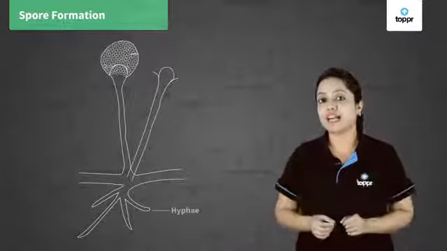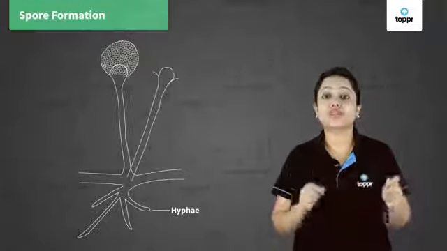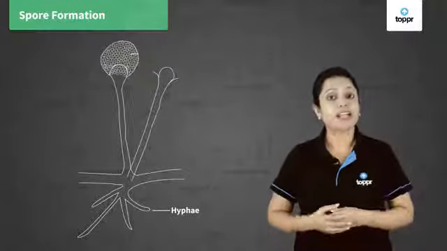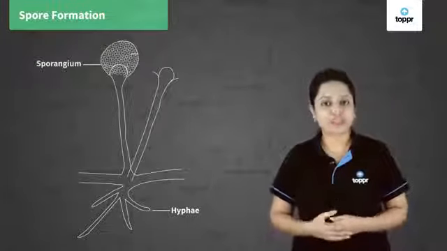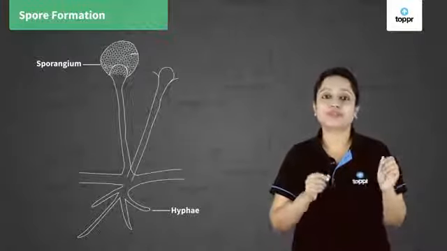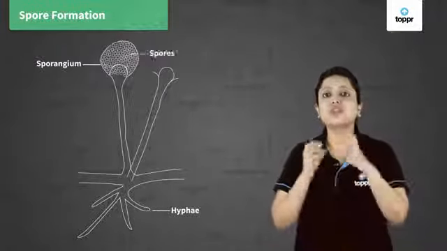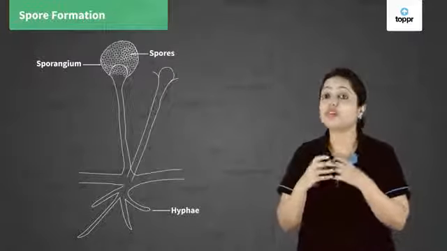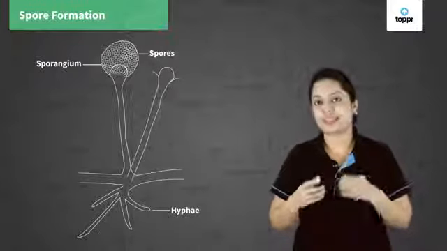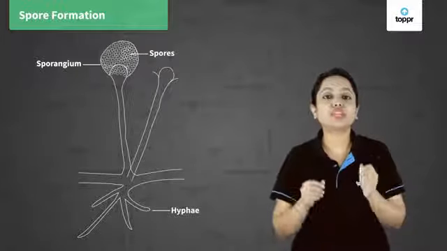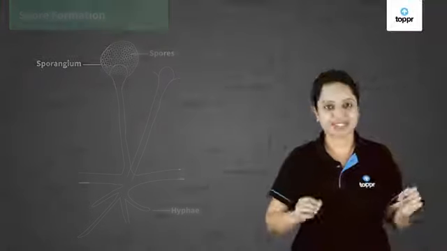These filaments are called hyphae. These are non-reproductive structures of Rhizopus, while these blobs on a stick-like structure are called sporangia. These are the reproductive structures of Rhizopus. These sporangia contain spores in them, and these spores are surrounded by a thick wall which protects them. Dehiscence of these spores in a moist environment develops new Rhizopus.